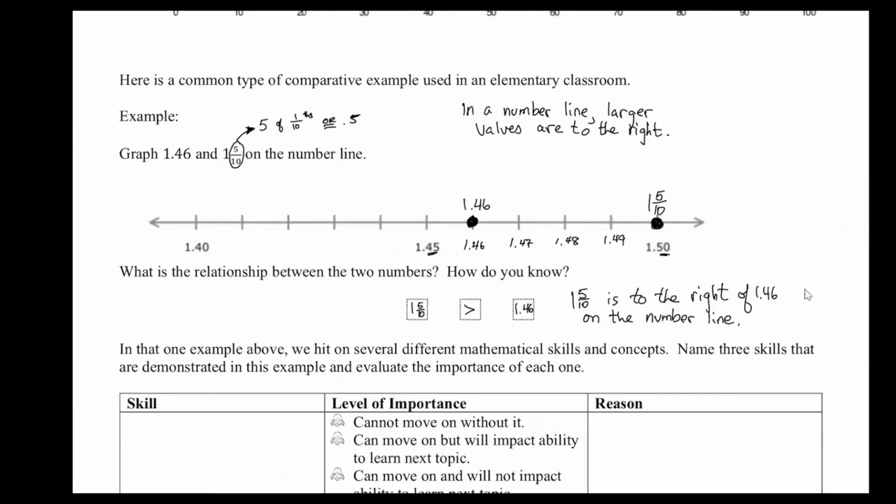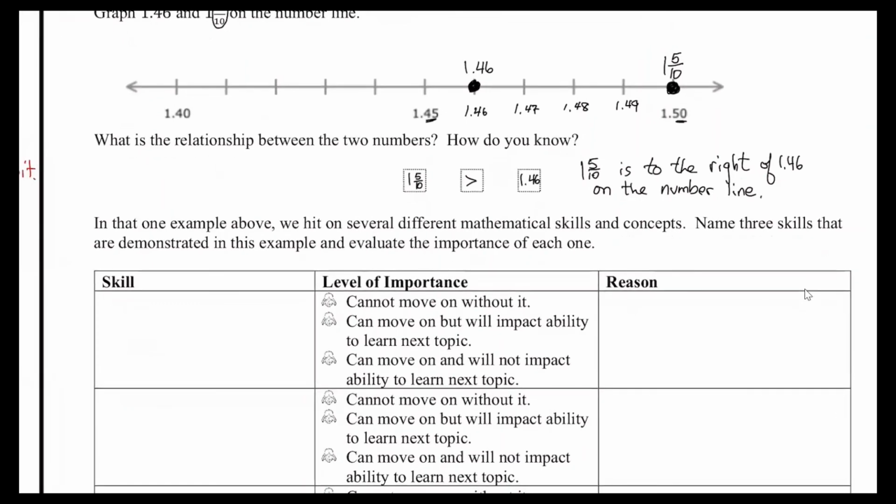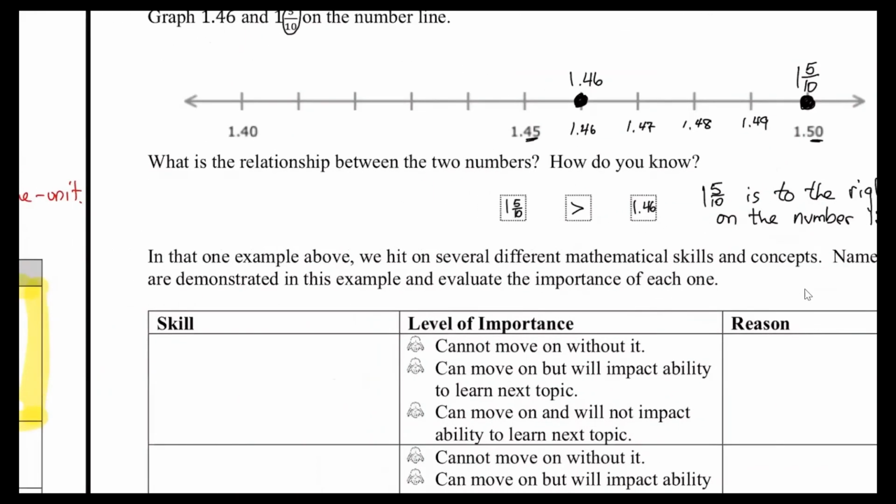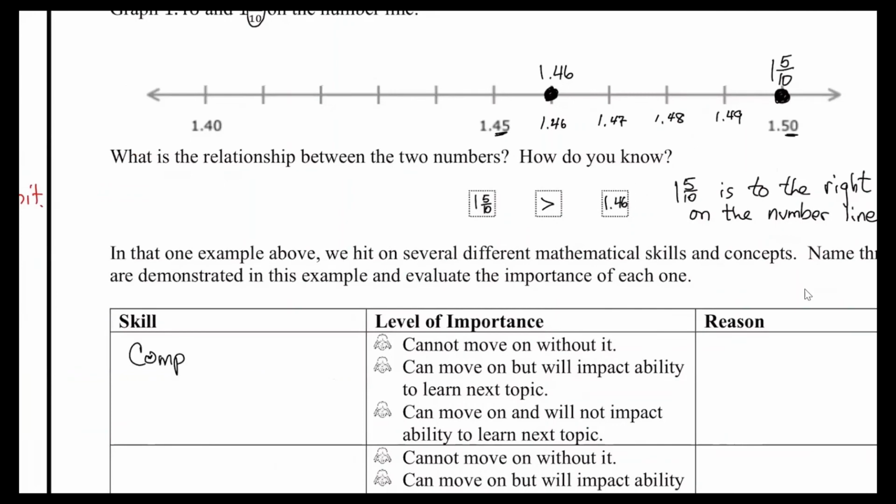So the following little table there. In the one example below, we hit on several different mathematical skills and concepts. Name 3 skills that are demonstrated in this example and evaluate the importance of each one. Well, we have comparing values, and listen, I don't have like a bank of skills to draw from here. Like, I mean, I could put one together, but that's like all K through 8 at least, you know. So, and well, this course really only focused on K through 3 or 4, but it's a lot of skills. So what we do is we just kind of look at it and use our common sense. What did we do? We compared values. We plotted points. So compared values.